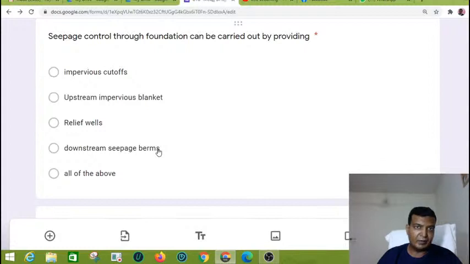Seepage control through the foundation can be carried out by providing impervious cutoffs, upstream impervious blankets, relief wells, downstream cement berms. So answer is all of the above. Good.